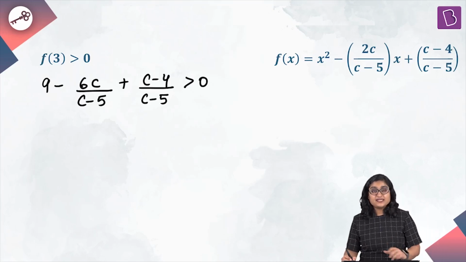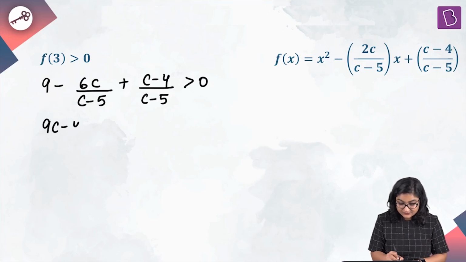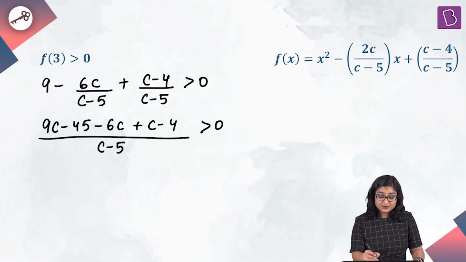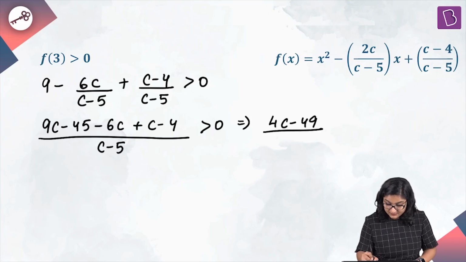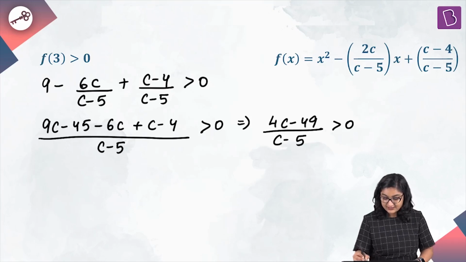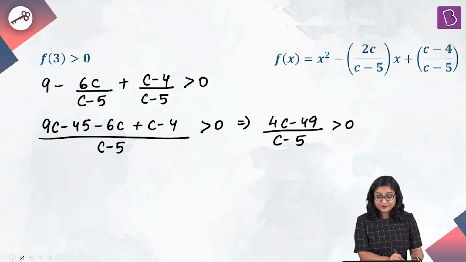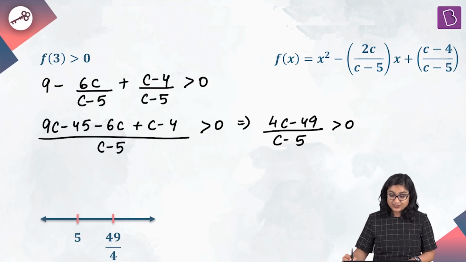All right. Now if I take LCM and simplify it further, what I get is (9c − 45 − 6c + c − 4) divided by (c−5) is greater than 0, which simplifies to give us (4c − 49)/(c−5), and this is greater than 0. As you can see, there are two critical points. That's correct, 49/4 and 5. If you plot them on the number line, this is how it will look.